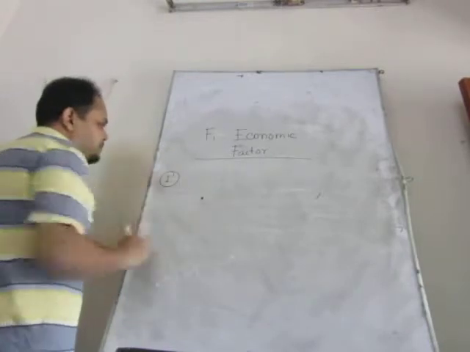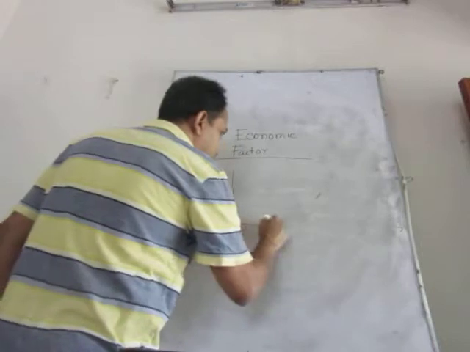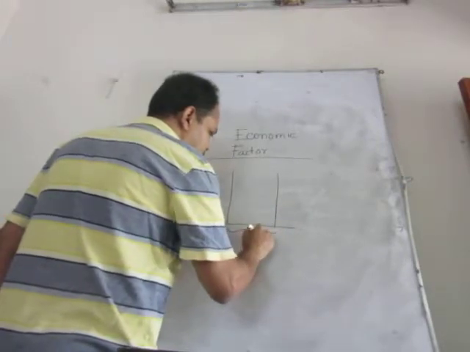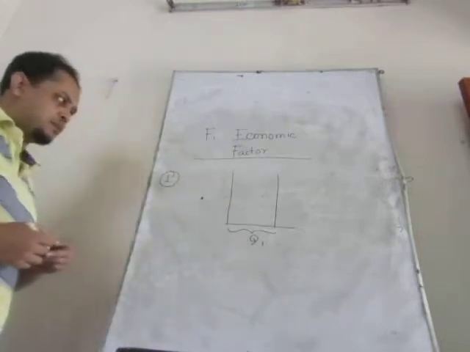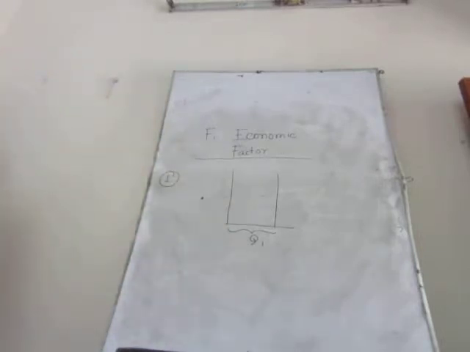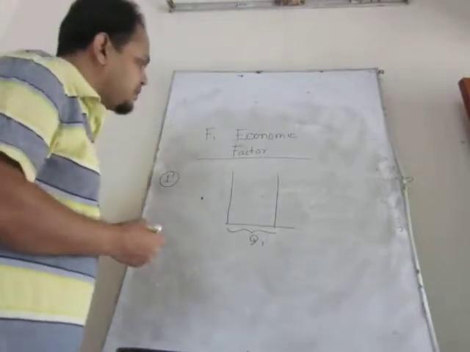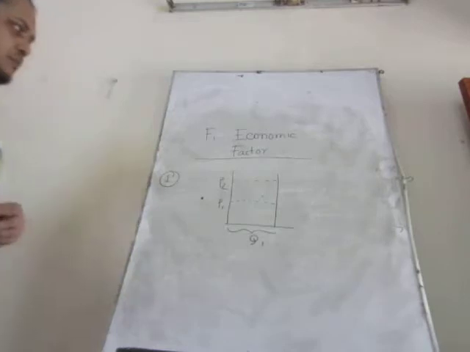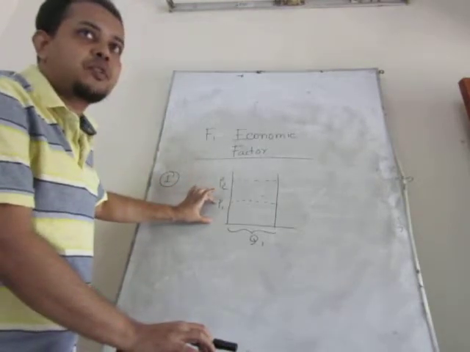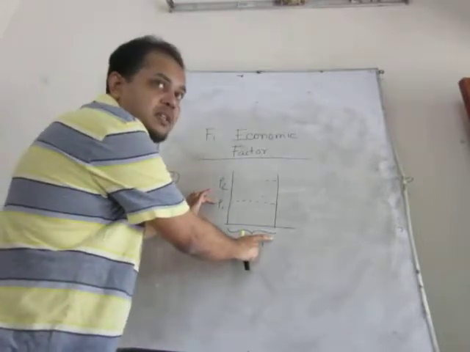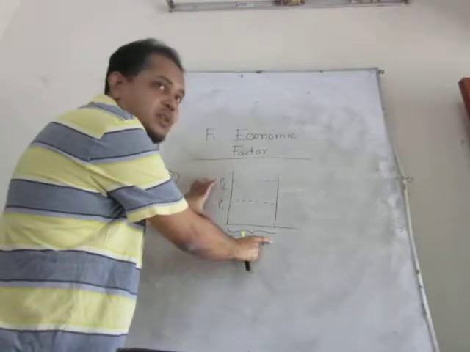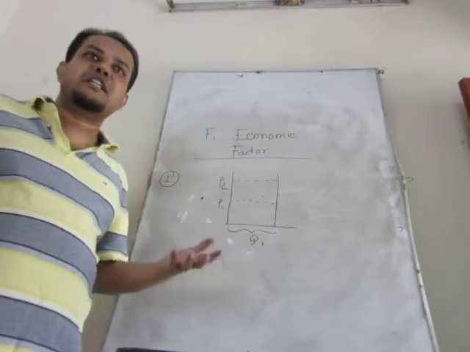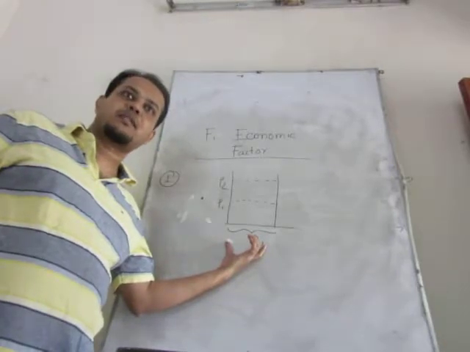Number one, suppose, take an example. Q1. This is suppose P1, this is suppose P2. When you are charging a price for your commodity this much, the quantity demanded is Q1. But when you are charging more, the quantity demanded is still the same. That means the changes in the price don't have any effect on the quantity demanded of a specific commodity. Right? So this is the point.